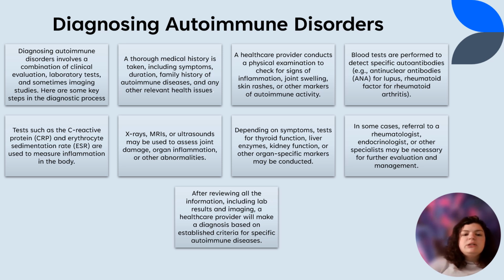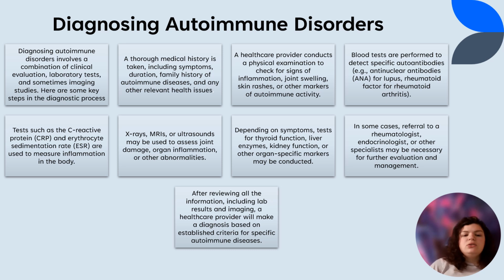A thorough medical history is taken, including symptoms, duration, family history of autoimmune diseases, and any other relevant issues. A healthcare provider conducts a physical examination to check for signs of inflammation, joint swelling, skin rashes, or other markers of autoimmune activity. Blood tests are also performed to detect specific autoantibodies. Tests such as C-reactive protein, also known as CRP, and erythrocyte sedimentation rate, known as ESR, are used to measure inflammation in the body.